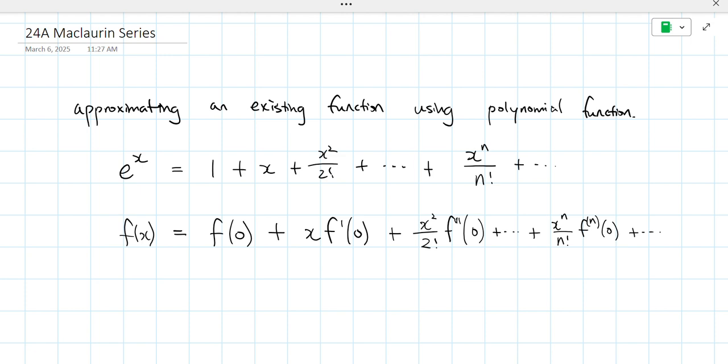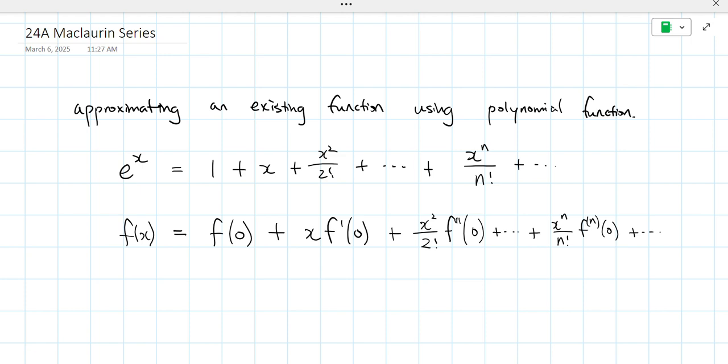It looks complicated, I understand. But if you take a close look at it, what is f of 0? Does that include a variable? No. It's a constant value that we can compute. What about f prime of 0? Is that a variable or a constant value? It's a constant value. What about f double prime of 0 or f n prime of 0? All of them are just constant values. n factorial, is that a constant value? Yeah, that's just a number.